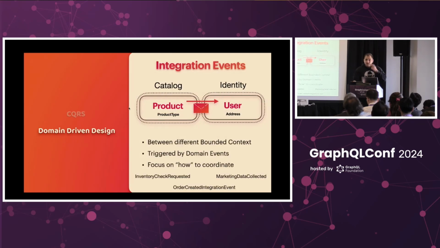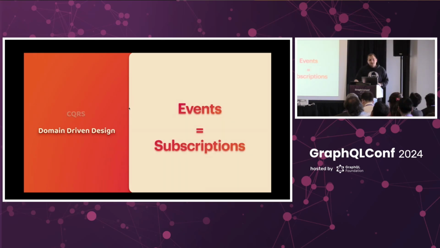And then there are also integration events. Integration events are used to send notifications between two different bounded contexts. So for example, an inventory check was requested, you expect an answer, this goes over Kafka or whatever message bus you use, over to a different service, and you get a response. And these are more like coordination events, and usually they're triggered by domain events. And events in GraphQL are just subscriptions. Please do not expose all your events as subscription endpoints, but they're very easy to hook into and to then create subscriptions based on them.